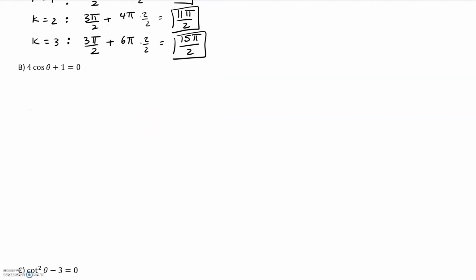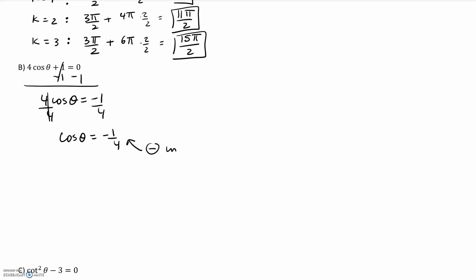Part B, same idea. Our goal always is to isolate the trig function. So I'm going to isolate the trig function and then see what we can do. We'll divide both sides by 4. That's cosine theta equals -1/4. And it looks like negative is going to be in quadrants 2 and 3 for the cosine function, because it's the x value, and x is negative here and here.